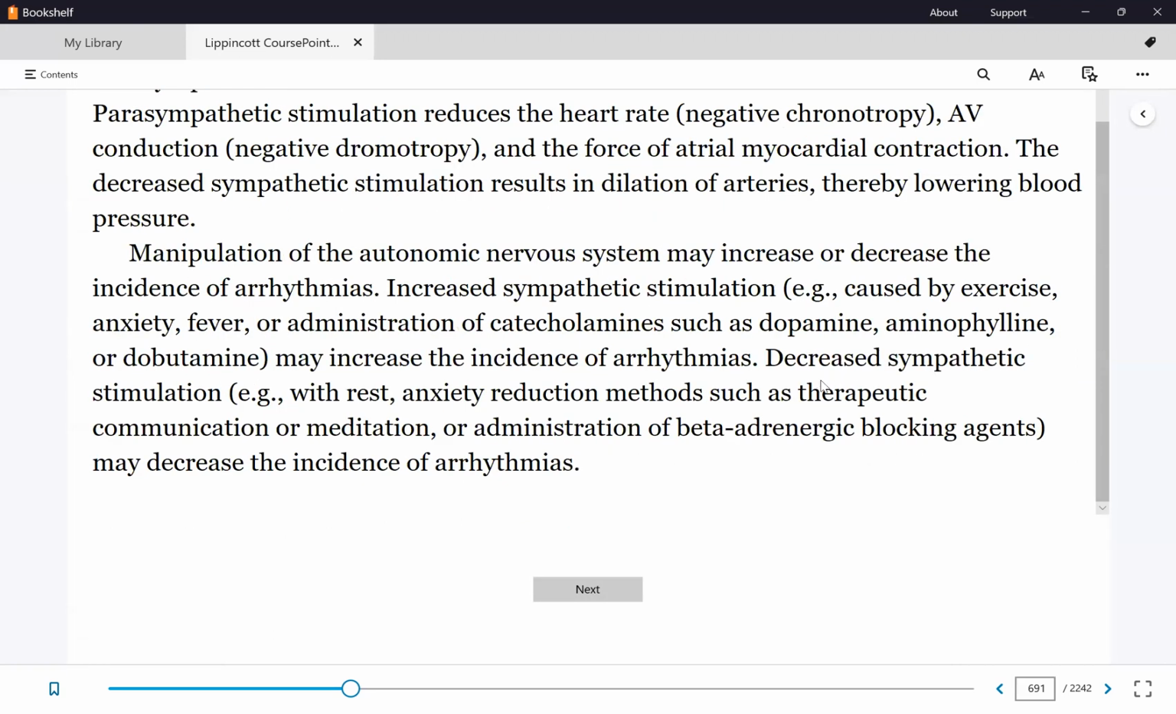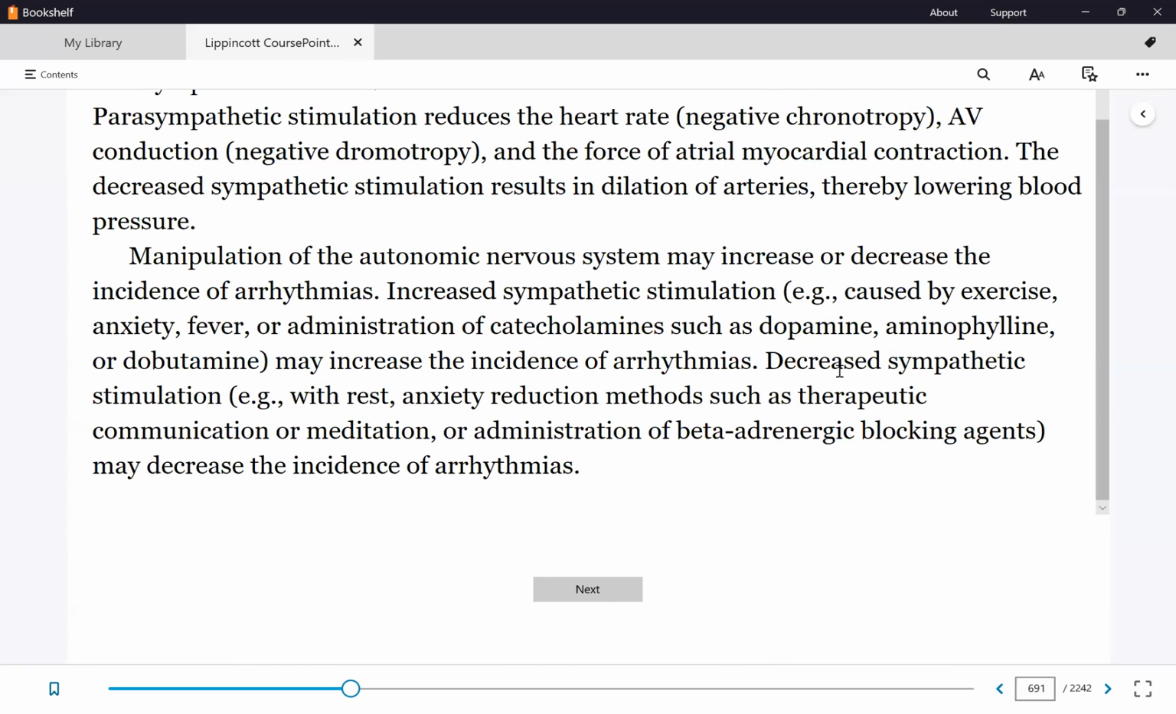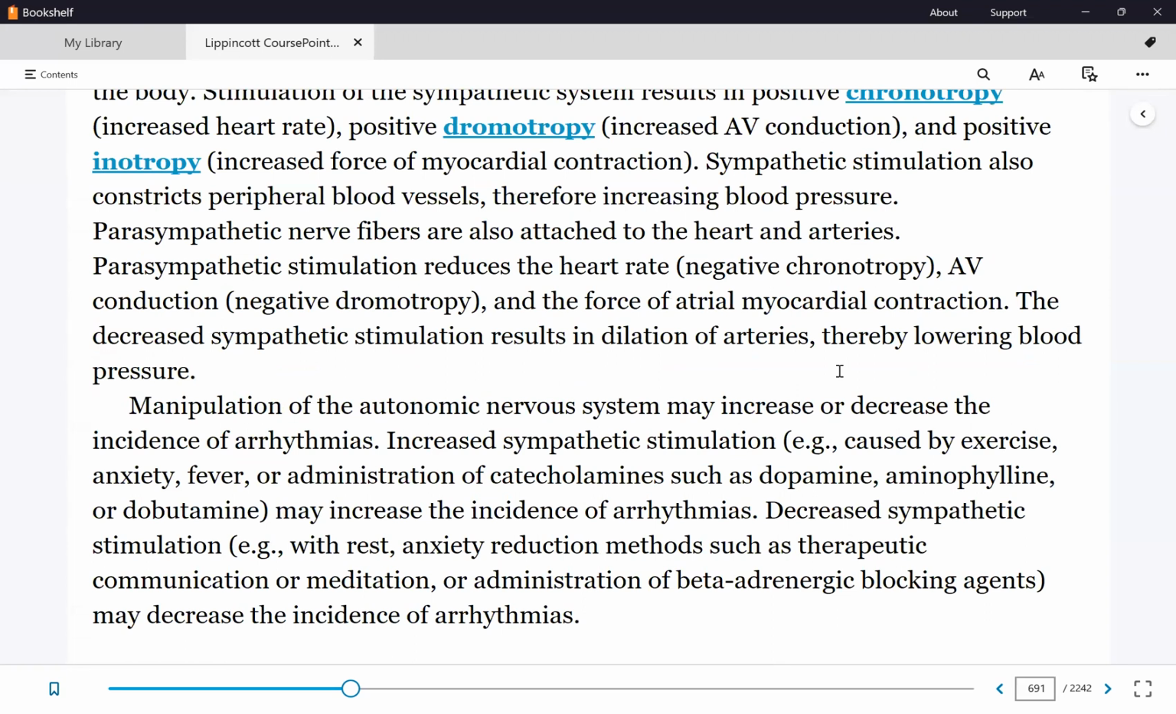Okay, so these are the hormones I talked about earlier. There can be influences by hormones on heart function coming from the adrenal glands, from the pituitary gland, meaning from the central nervous system.